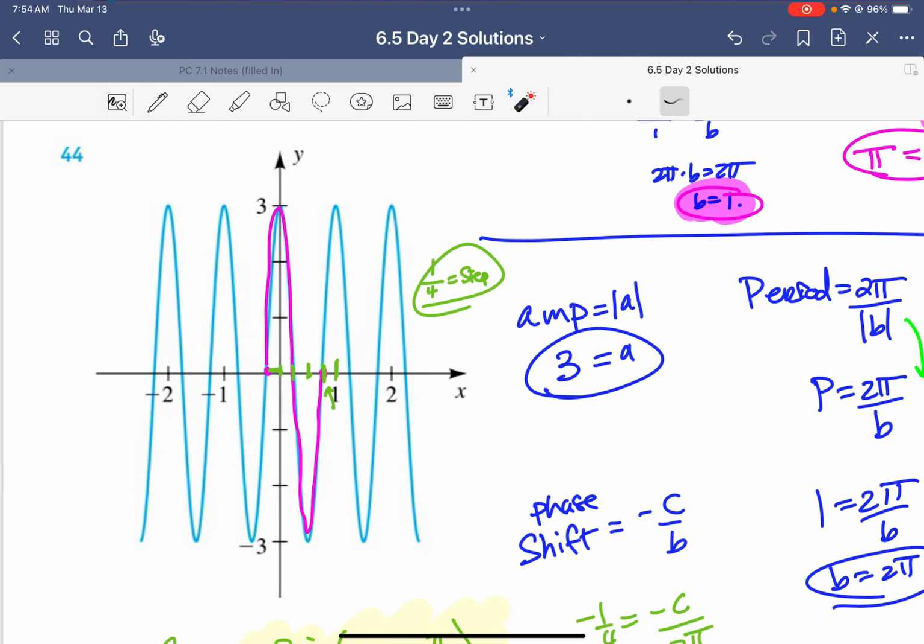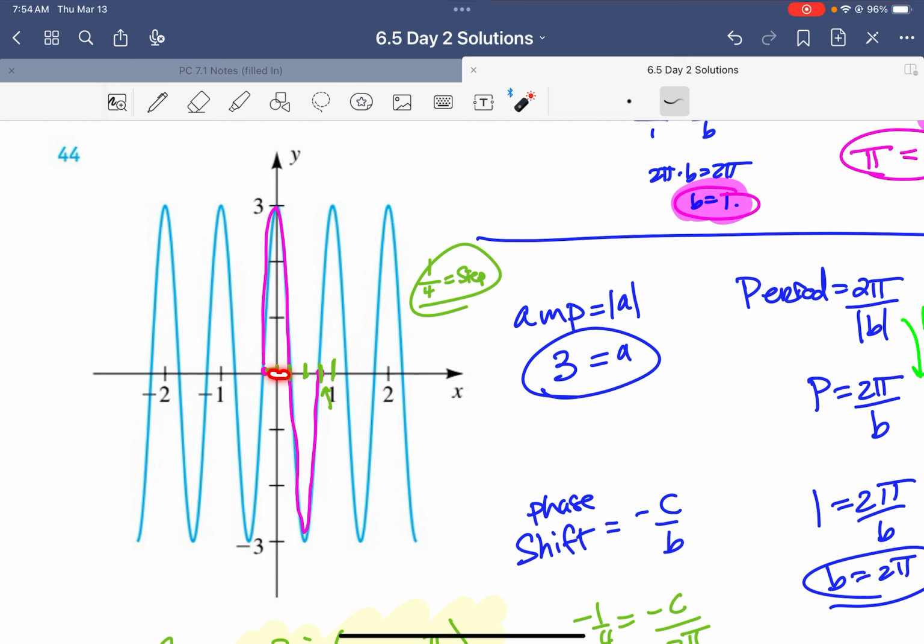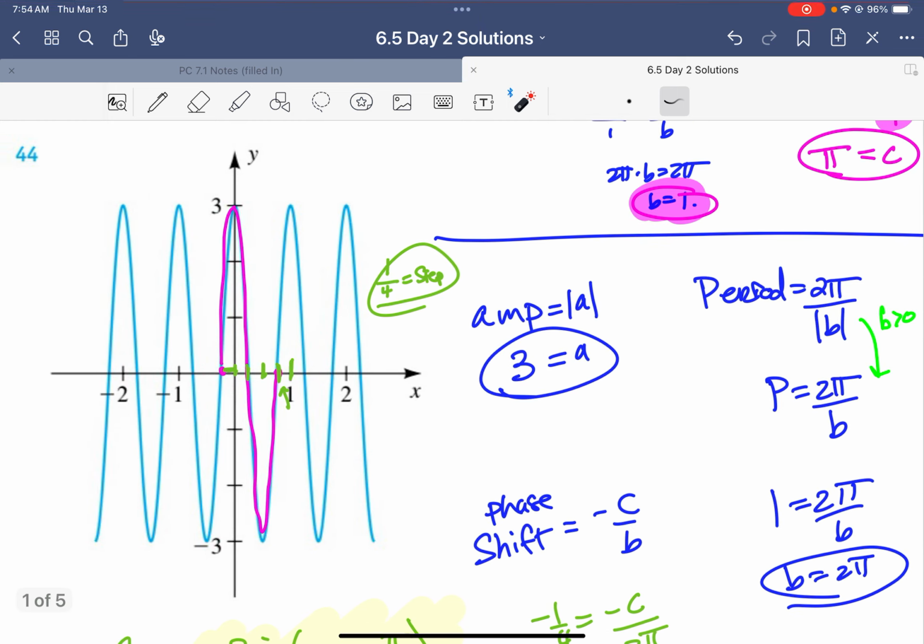For 44, it's the same sort of deal. Distance from a midline to a peak is 3. That's why a is 3. My period, or how long it takes to complete one cycle, here it seems like it might be easier to look from peak to peak. So I have one peak at 0 and one peak at 1. So it looks like my period is 1. So I replace that with 1. Solve for b and get 2 pi.